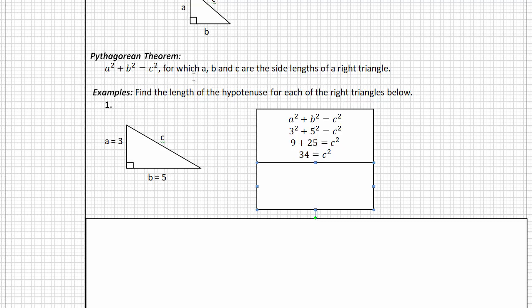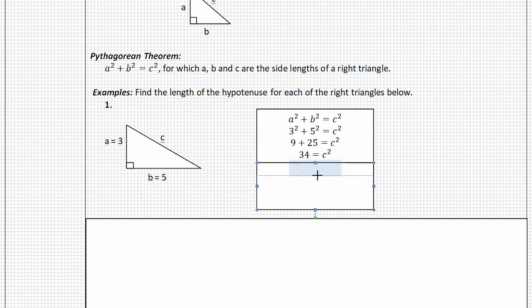The area of the square that we could build off of this hypotenuse of the right triangle is going to be 34 square units. We just want to know what is that side length. So we have 34 is equal to c squared. How do we undo, what's the inverse operation of squaring a value?